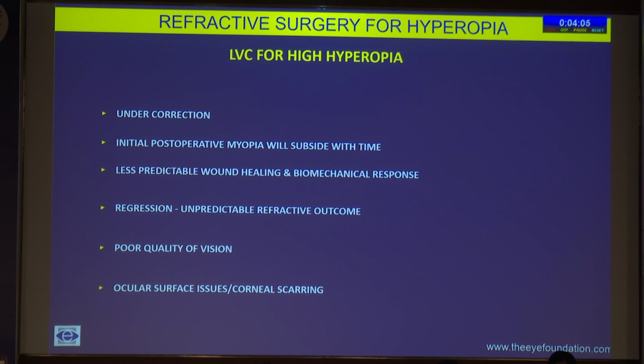When we're talking about laser refractive correction for high hyperopia, the major issue, as I told already, is the undercorrection. Another thing we need to keep in mind is that an initial postoperative myopia is always okay and it will subside with time. Wound healing is less predictable here, and the biomechanical response is also erratic. So regression chances are always there. And the poorer quality of vision when we steepen the cornea too much is going to be an issue. Because of the over steepening, ocular surface issues are also going to be there.